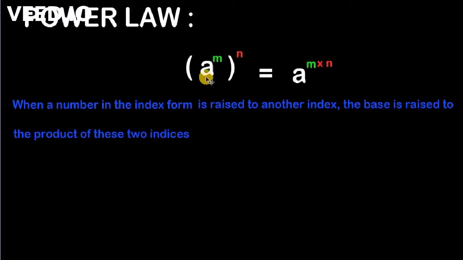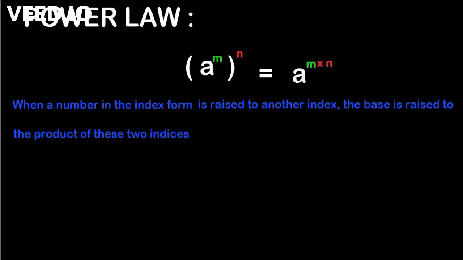Power law. a to the power of m, the whole raised to the power n, is equal to a to the power of m into n. When a number in the indexed form is raised to another index, that is n, the base is raised to the product of these two indices, that is base a is raised to the product m and n.